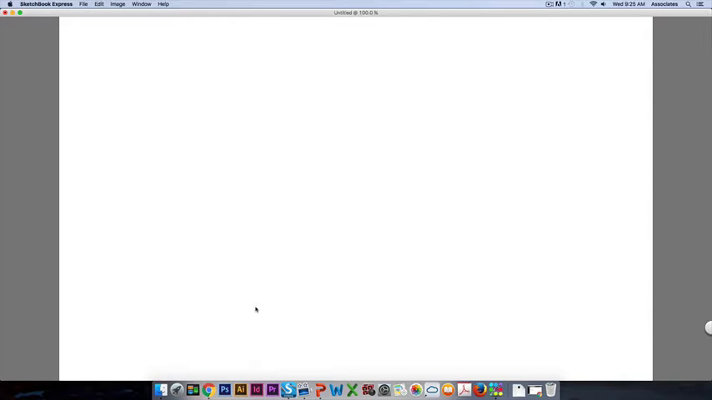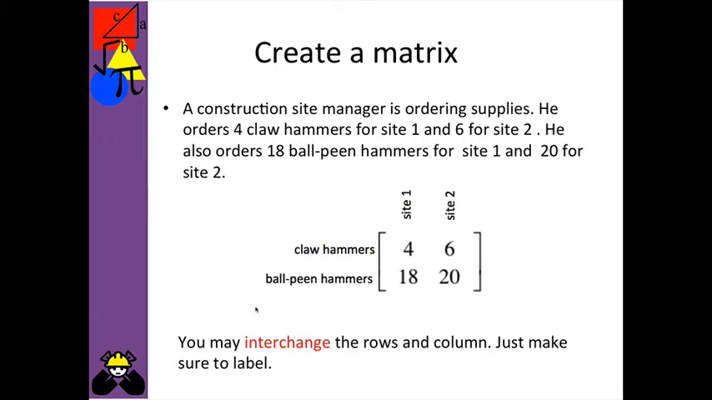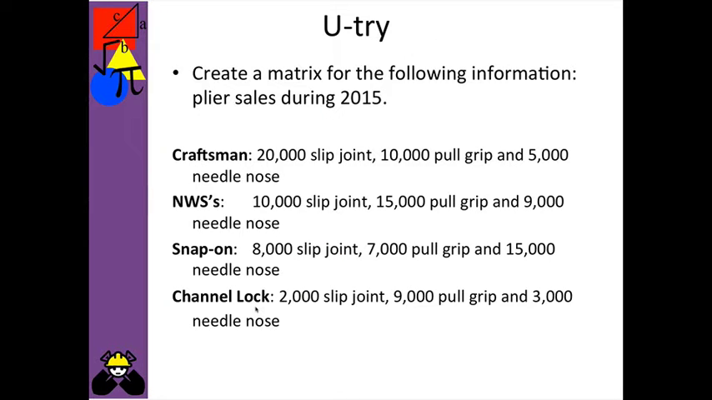Let's go back to our PowerPoint, and you try. What I need you to do is, we have plier sales for large corporations during 2015. Would you please write for me a matrix that shows the number of craftsmen slip joint, pull grip, and needle nose, the same for NWSs, the same for snap-ons, and the same for channel locks. Teacher, pause the videos until students have made their matrix.